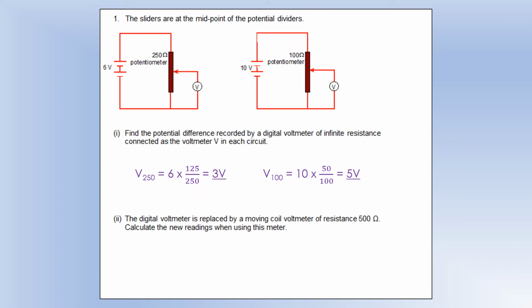If we do the same thing to the other circuit, we've got a 500 in parallel with a 50 because it's split in half. And then again, we can work out what the split would be for the voltmeter, 8.4 volts.